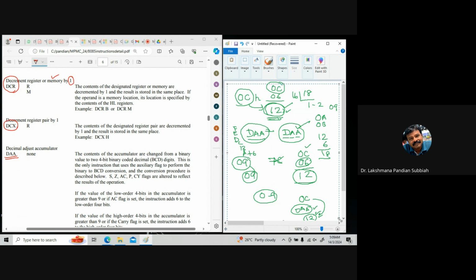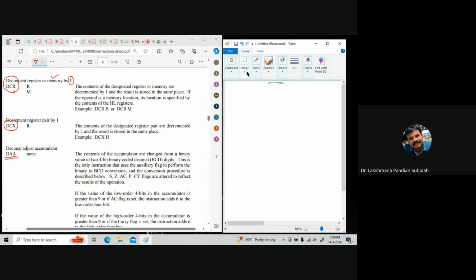This instruction automatically adds 6 if the digit is in the form of the letters A, B, C, D, right? Once again, if you have a number 01 to 09, there is no change. This is a hexadecimal number, and its equivalent decimal is 01 only, 09 only, right? If you have the hexadecimal number 0A, it is adjusted by adding 6, and you get 10 in decimal form, right?